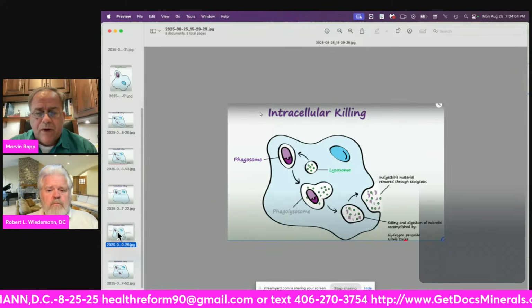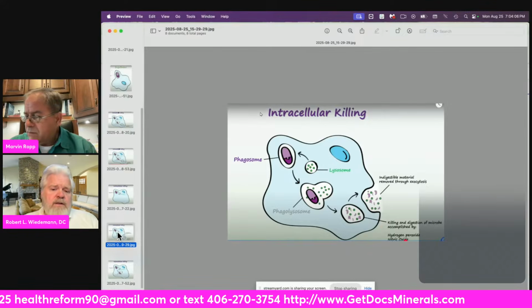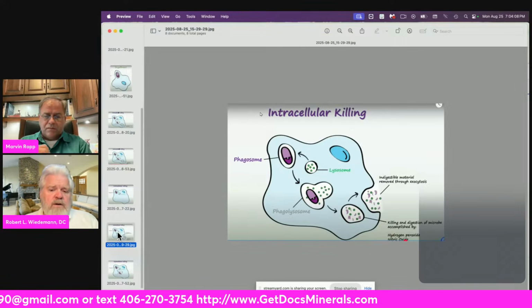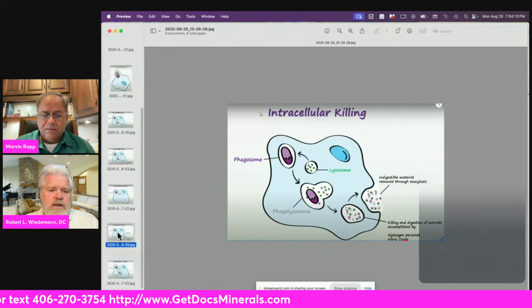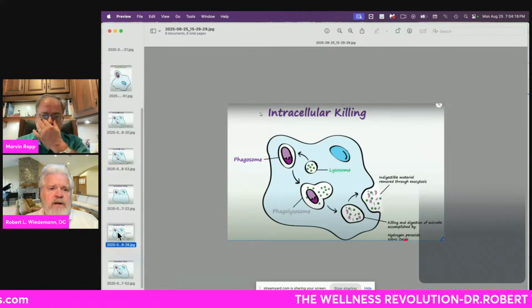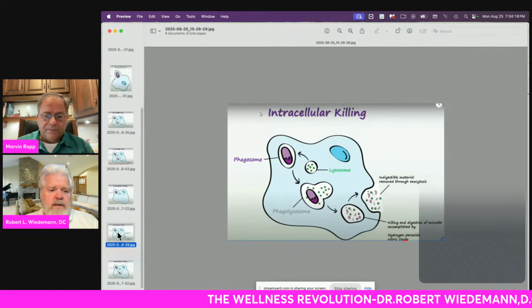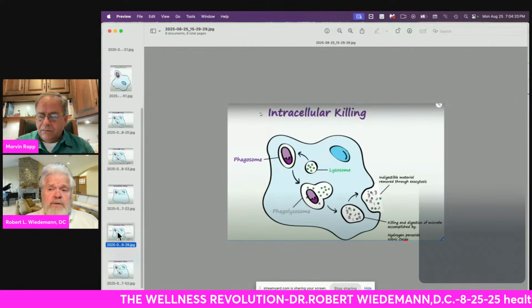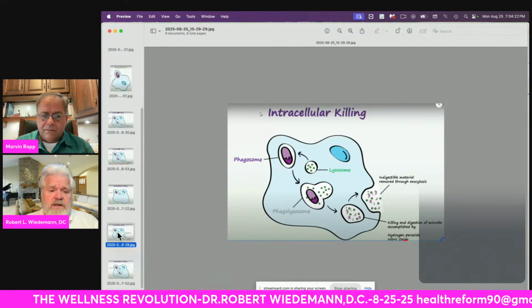So is that kind of what we're talking about here? Yeah, these lysosomes in there require the minerals in order to combine, to break these things down, combine with them and make them become inert and then carry them out of your body. Because you lose minerals all the time because of this process.